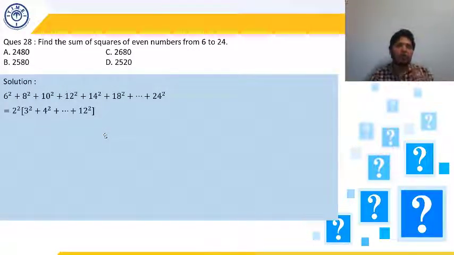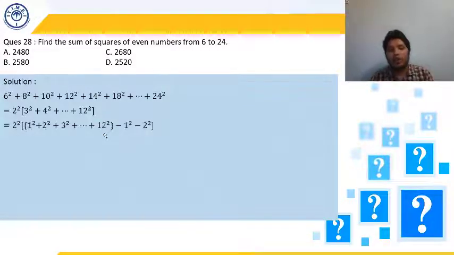So what we will do, we will add 1 square plus 2 square and subtract 1 square plus 2 square. So what will I be getting? 2 square we have already taken common. So inside we have added 1 square plus 2 square and subtracted also, so there they will cancel out. So what will be left?